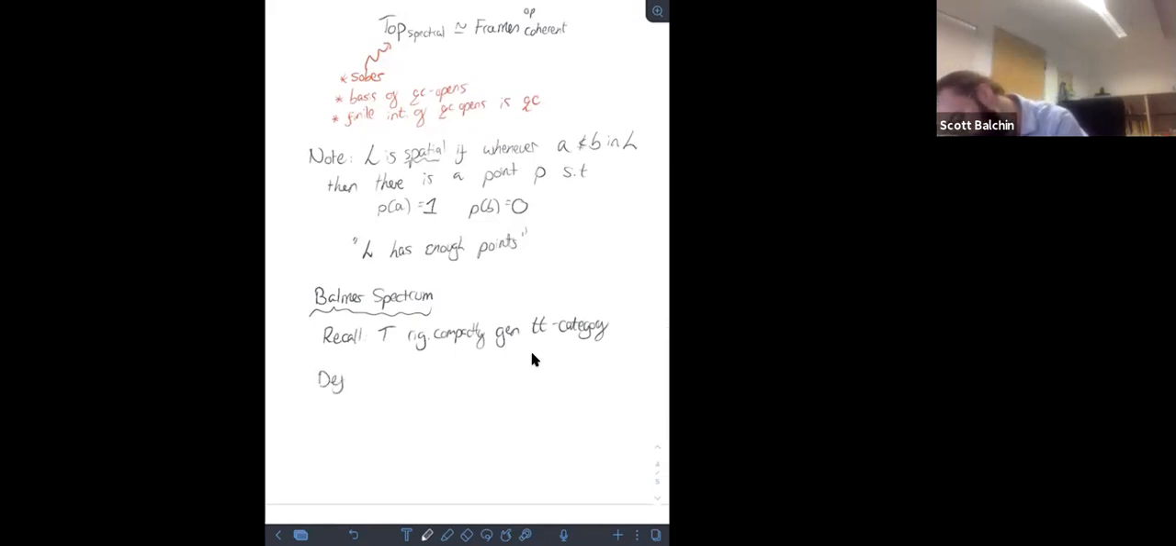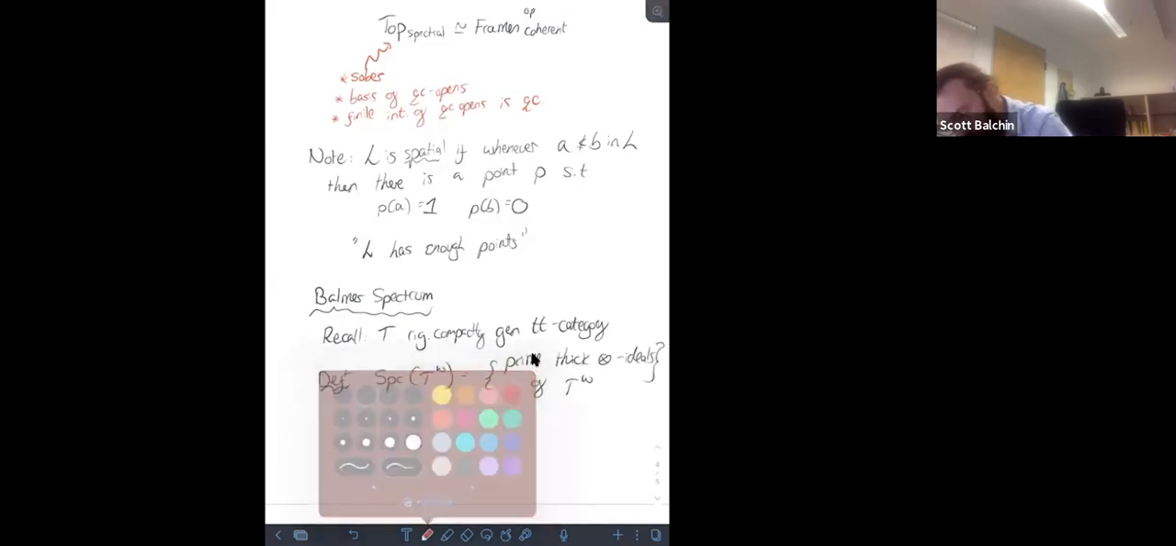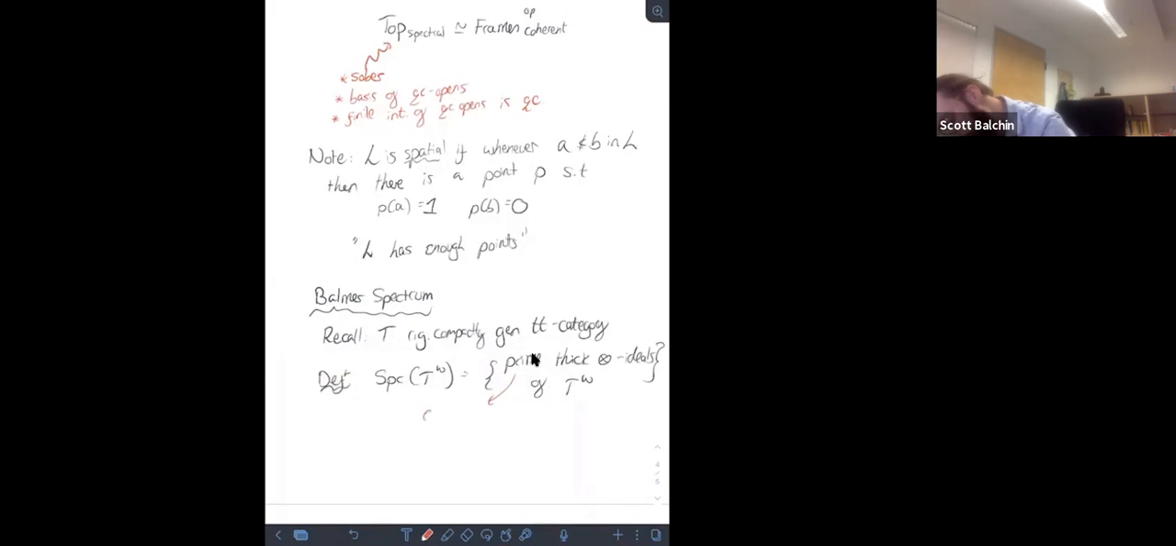So here's the definition of Balmer. The space Spc of T^c, as a set, consists of the prime thick tensor ideals of T^ω. By prime here, I just mean that if A tensor B is an element of P, then A is in P or B is in P, just like with our ordinary commutative algebra.